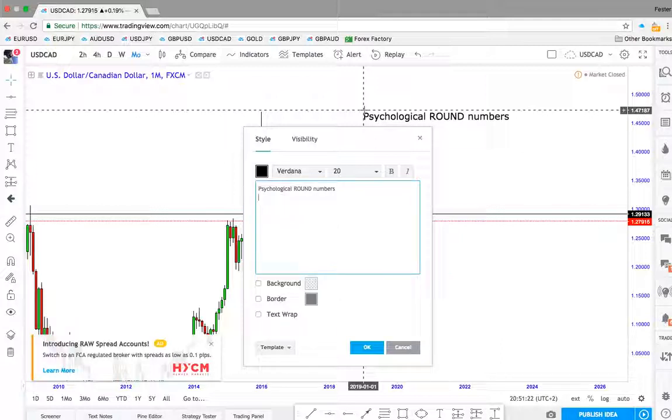So psychological round numbers, you look at the last three, right? So this is 1.29133. When you look at psychological round numbers, you always want to round off your monthly key levels to these psychological round numbers. Guys, these numbers work like flippin' magic. You'll see as you watch the training videos how these numbers come into play.